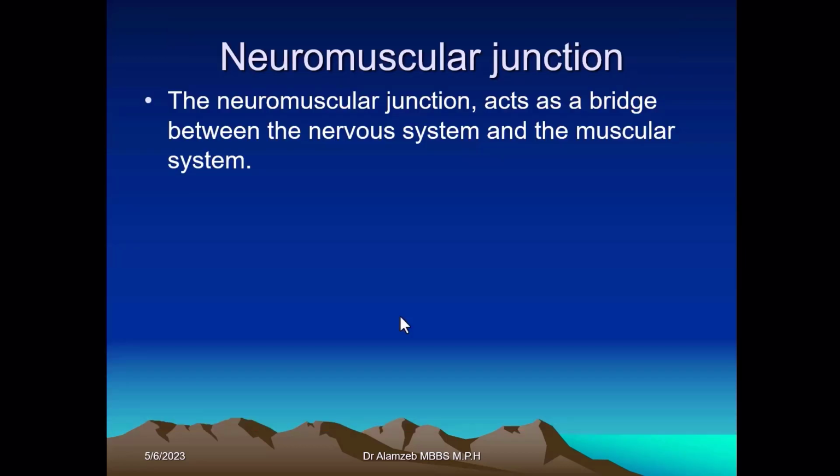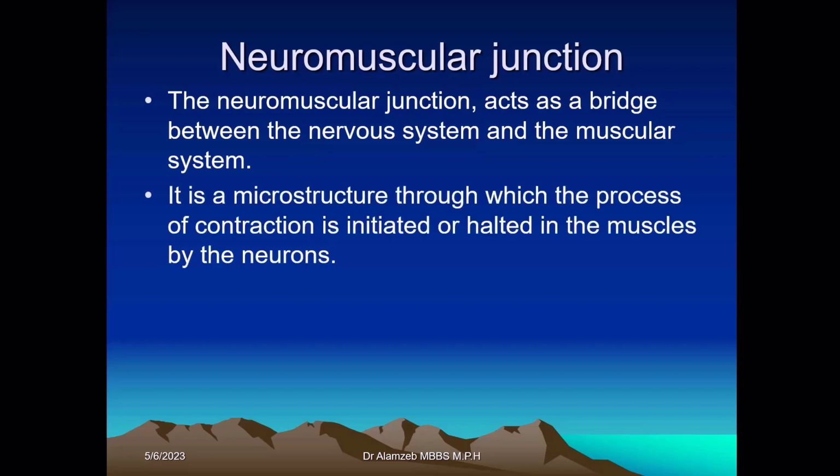The neuromuscular junction acts as a bridge between the nervous system and the muscular system. It is a bridge or connection between the central nervous system and the muscular system. Both are connected with each other. They bring information from the nervous system, and from the nervous system the information is transmitted to the muscular system.